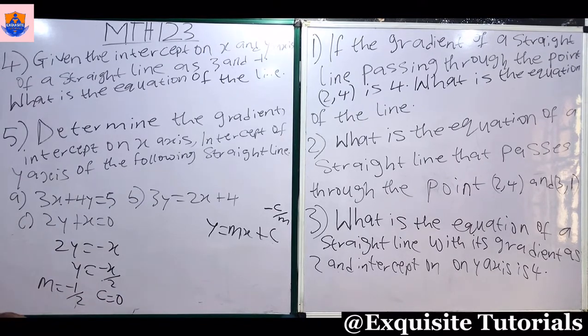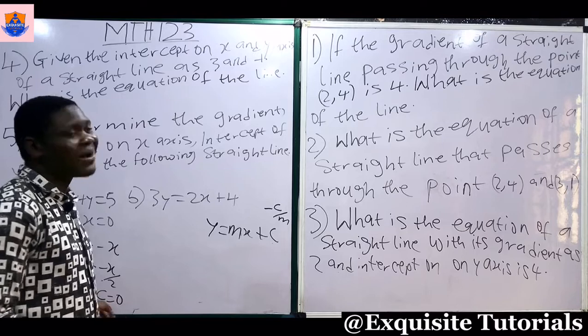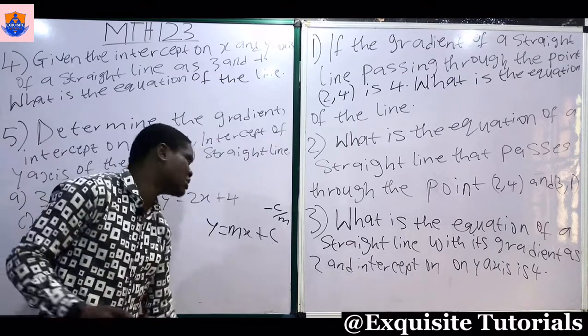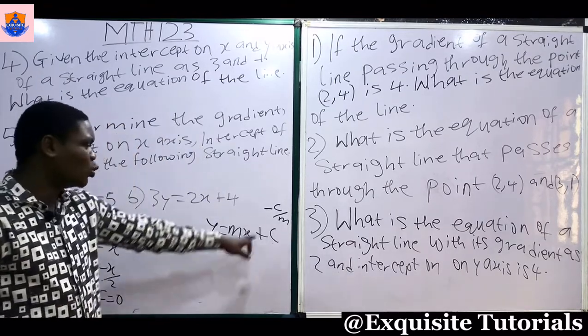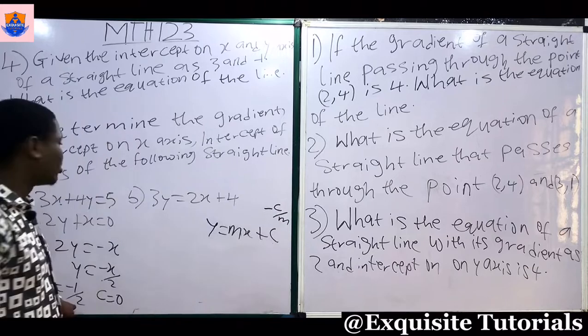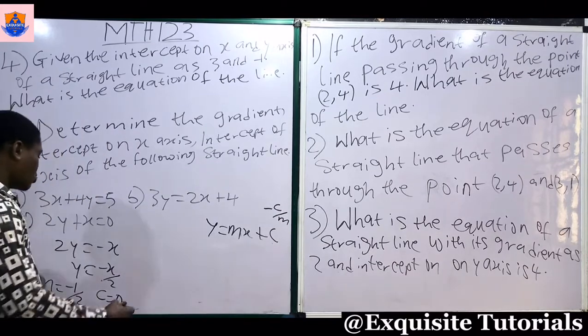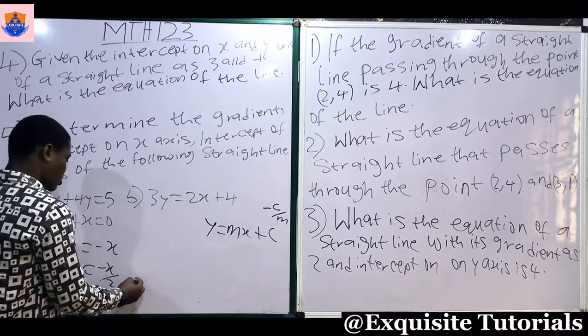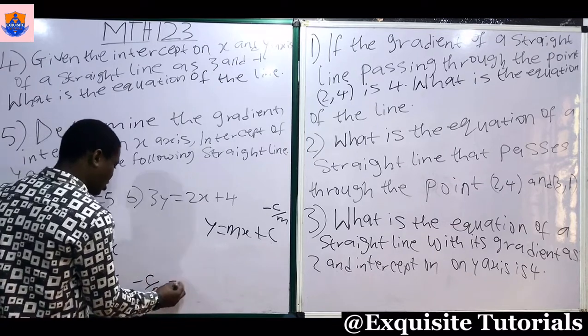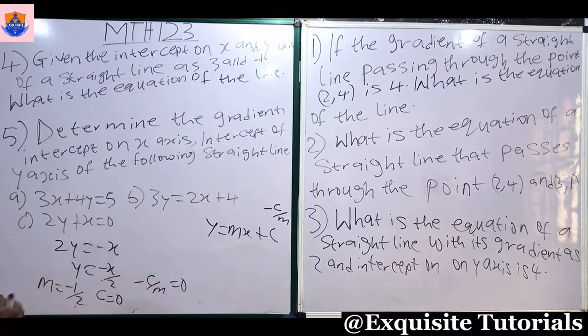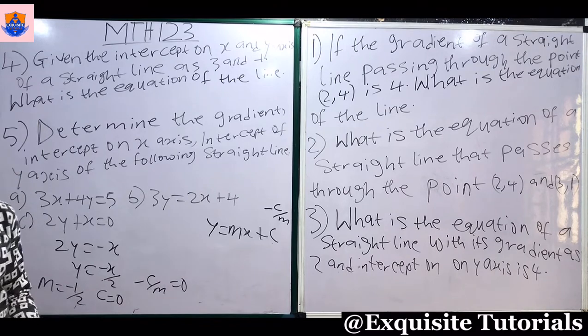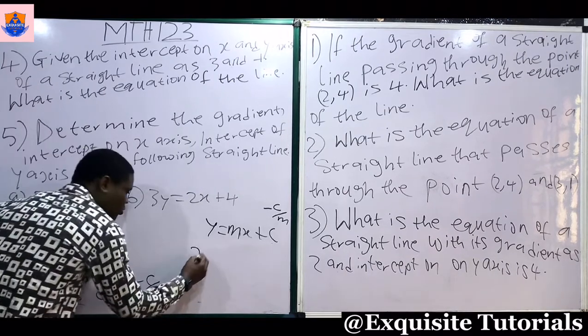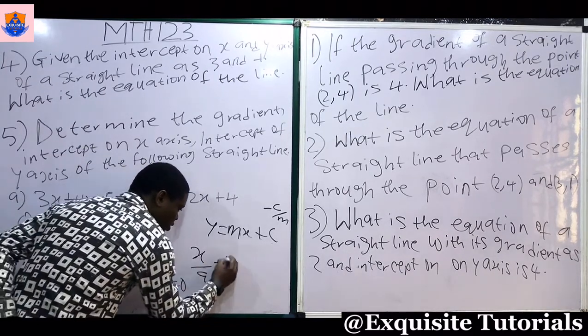Now for every straight line, once the intercept on the y-axis is 0, automatically the intercept on the x-axis should be 0, because minus 0 divided by any other thing will still give you 0. So the intercept on the x-axis is 0. Now any line whose intercepts on the x and y-axes are 0 can never be written in this form of a straight line.